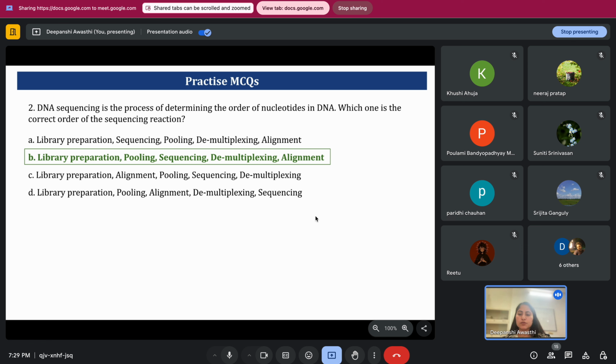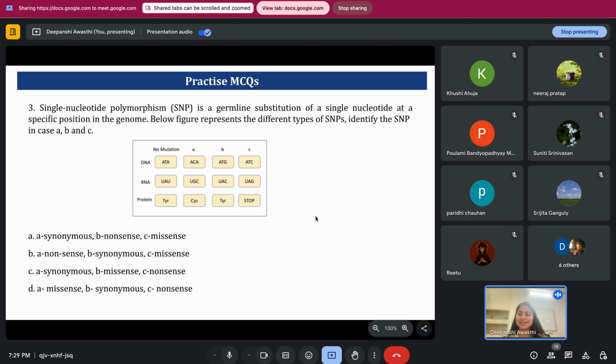Okay, now let's move to the third question. The third question is, a single nucleotide polymorphism is a germline substitution of a single nucleotide at a specific position in the genome. The figure below represents different types of SNPs. You have to identify the SNPs in each case, A, B, and C. The first one represents no mutation, so this is the normal DNA sequence.